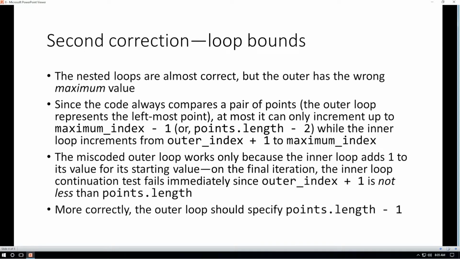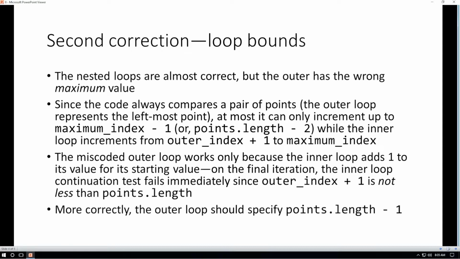The second correction is loop bounds. The nested loops are nearly correct. The outer loop has a wrong maximum value. The code always compares a pair of points. The outer loop represents the leftmost point of the comparison. The inner loop is going to pick the point in the array next to it. So outer loop index, whatever that value is, +1, all the way to the end of the array on the right side.